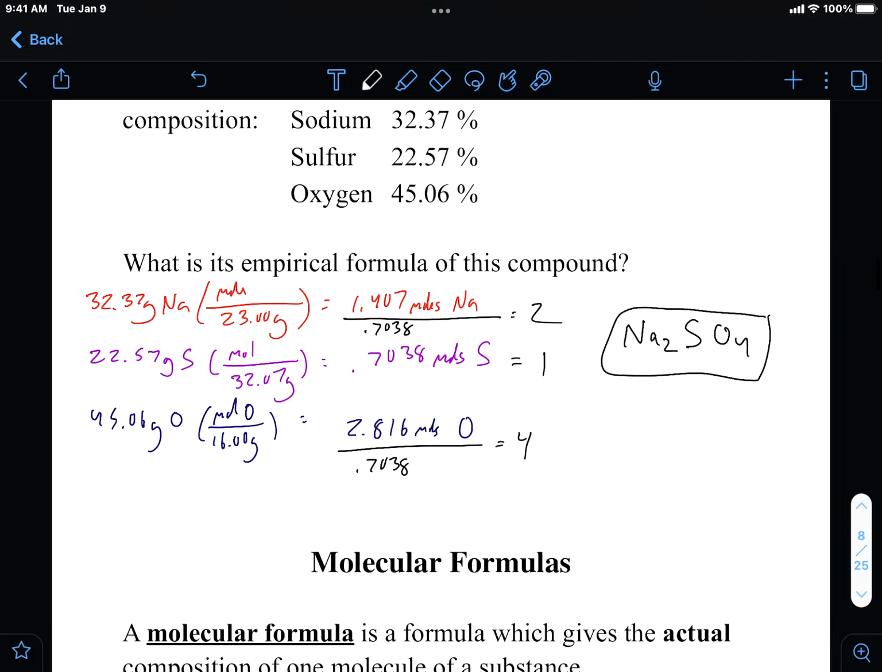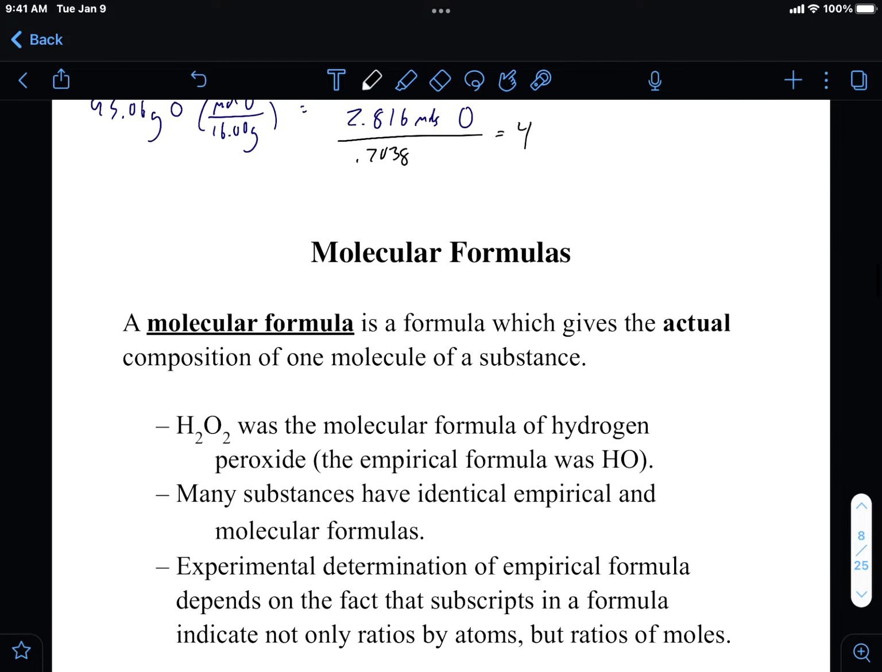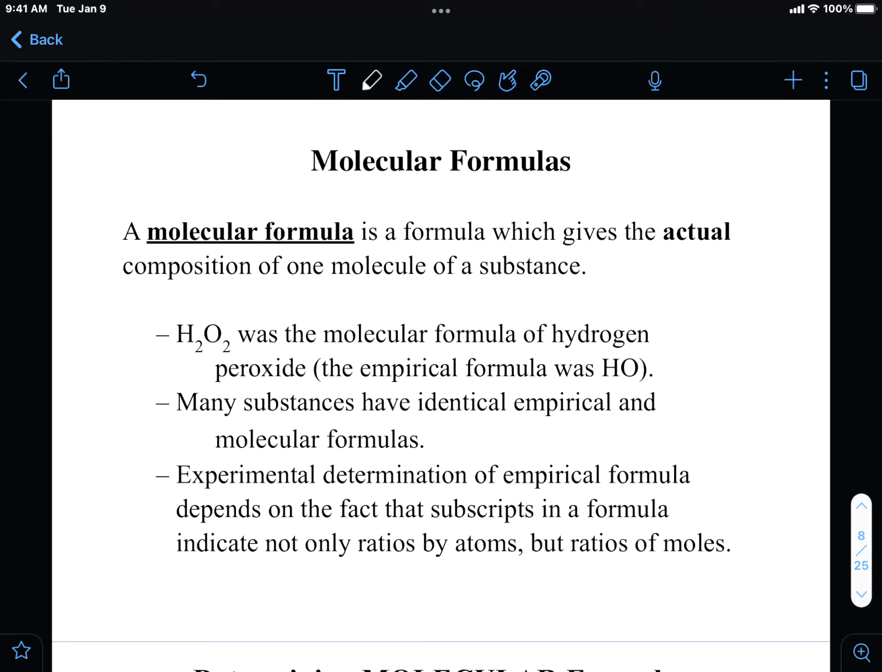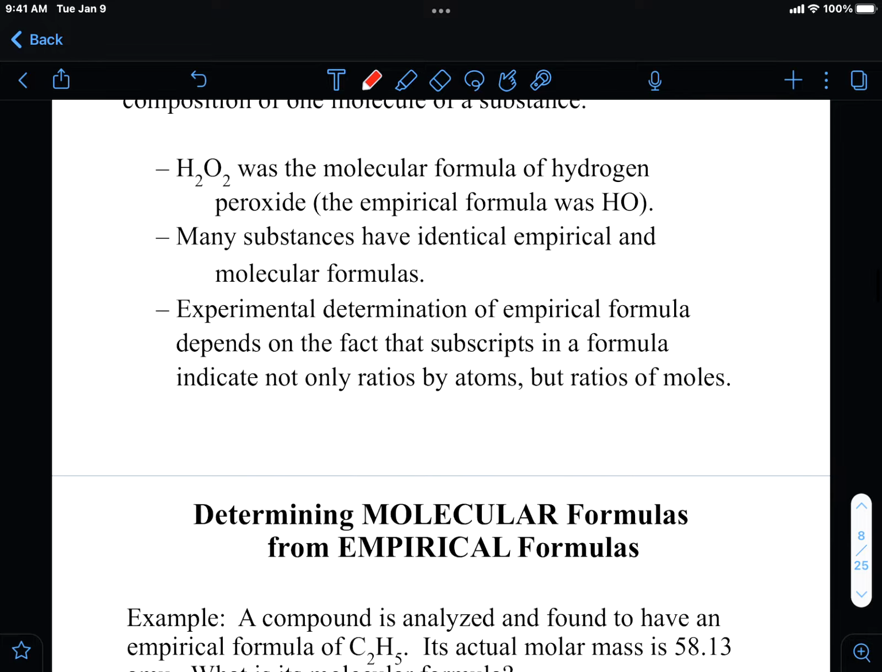All right. So remember when we started talking about empirical formulas, we said empirical formula is the simplest ratio. And a molecular formula is the actual formula. We brought up hydrogen peroxide as an example, H2O2 versus HO. So we need to find real, actual formulas. But in order to do that, you must find the empirical first. So now that you know how to find the empirical formula, we can go to the next step and find the molecular formula. And here's how we do that.